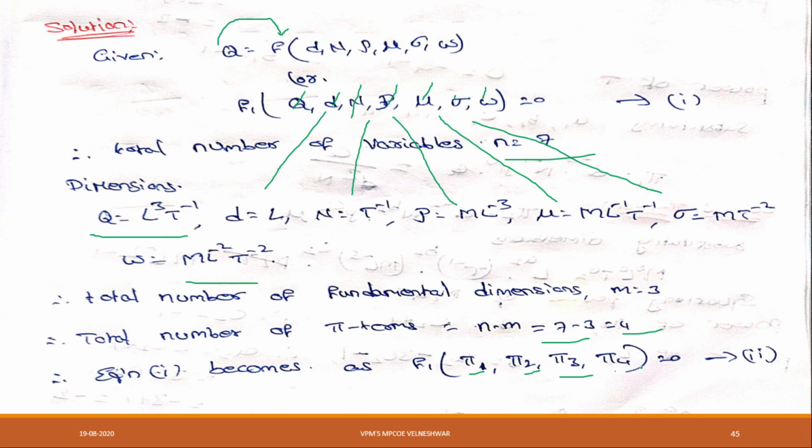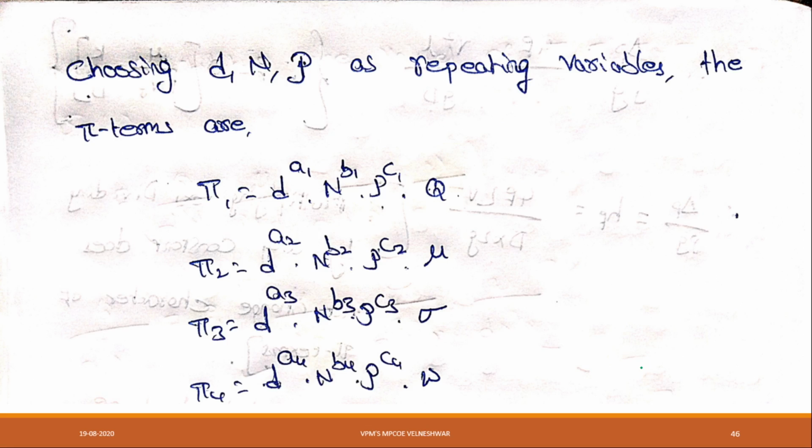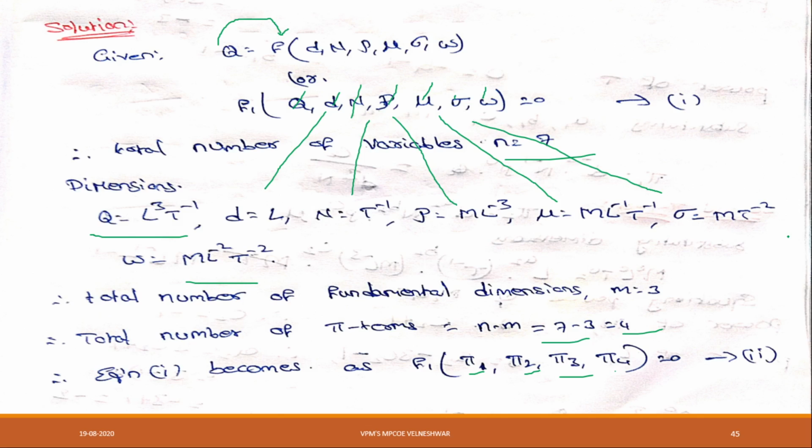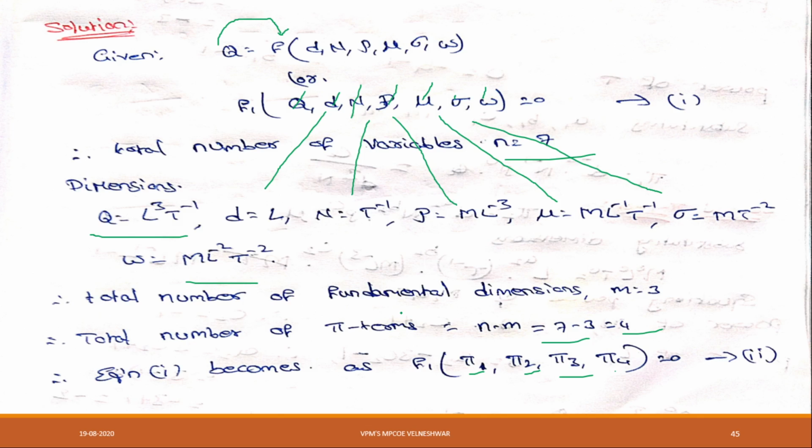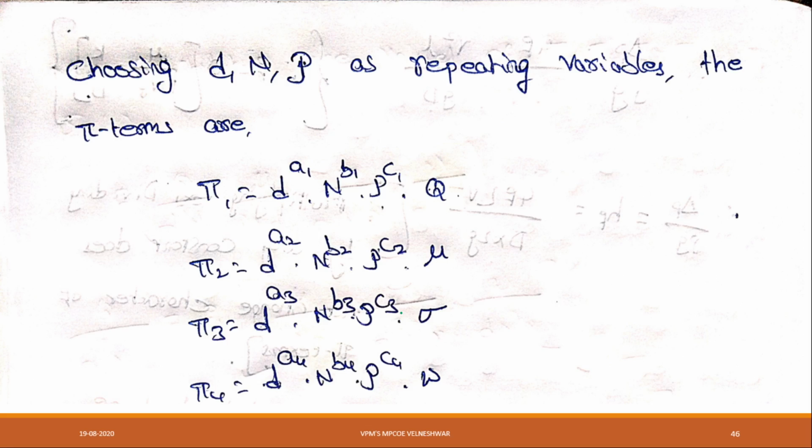Like this we have to find, and we have to substitute in this value. Now choosing D and rho as repeating variables. Here I am preferring the value of D as a repeating variable, and next I am preferring N, that is speed. Next rho we are making a repeating variable, remaining all are constant. That is pi 1 is equal to D to the power of A1 into N to the power of B1 into rho to the power of C1 into Q. Similarly pi 2, similarly pi 3, similarly pi 4, and we can make this equation number 3 also, if you wish.